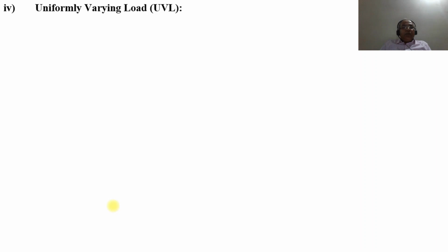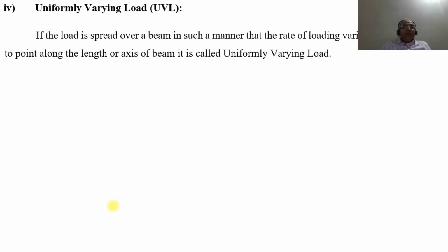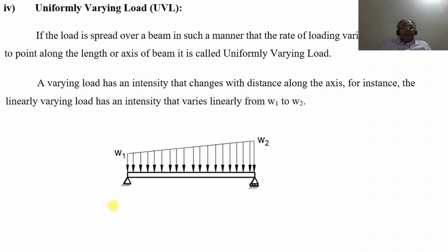Next comes the uniformly varying load. If the load is spread over a beam in such a manner that the rate of loading varies from point to point along the length or axis of the beam, it is called uniformly varying load. Whenever you take a section, at that particular section the rate of varying of the load will be uniform. The rate of loading varies from one particular point to another along the axis of the beam.